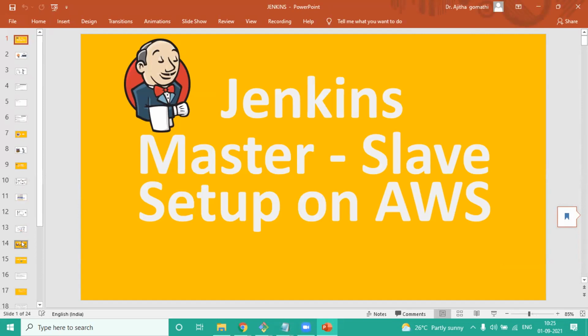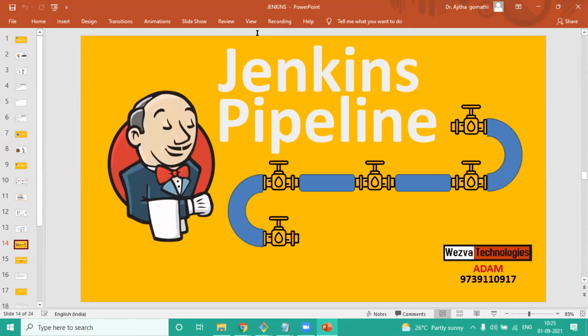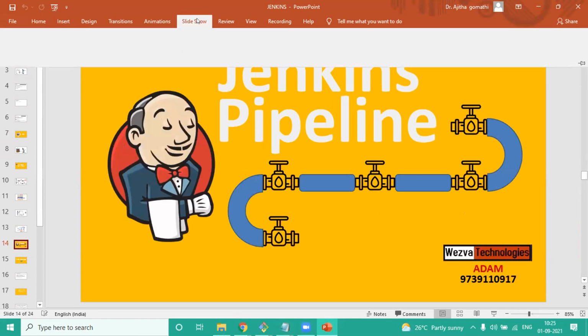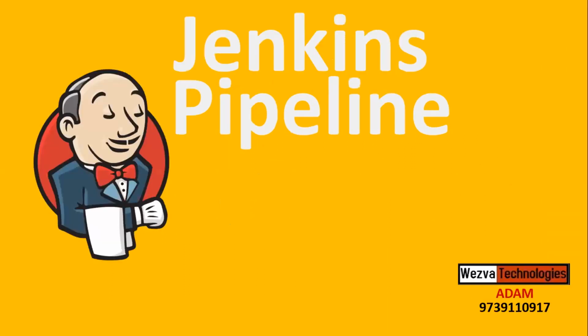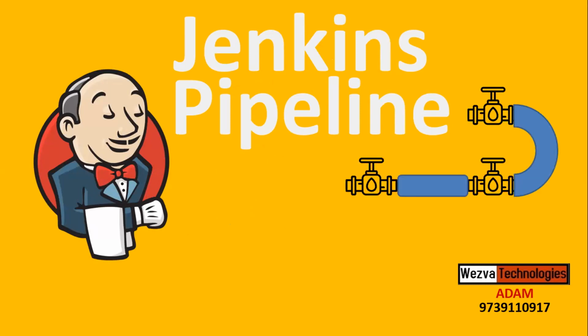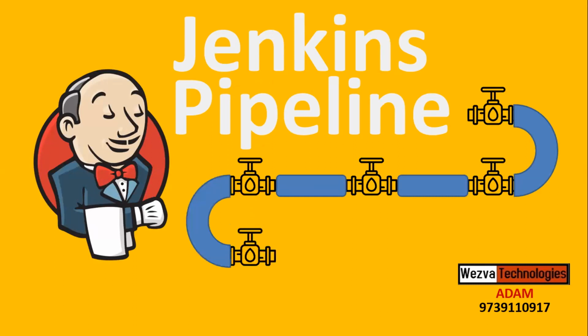However, there is another concept in Jenkins, which is what we call the Jenkins pipeline. To understand this, what do you mean by a pipeline? A pipeline is nothing but a series of tasks which you are going to do one after the other, wherein you have to achieve an end result by connecting various tasks together.